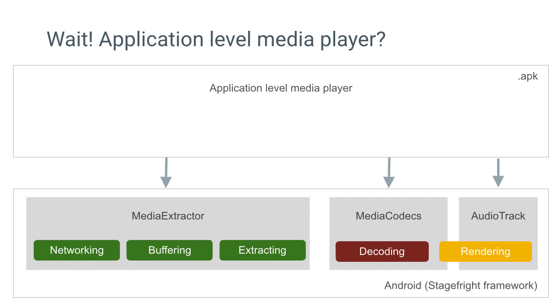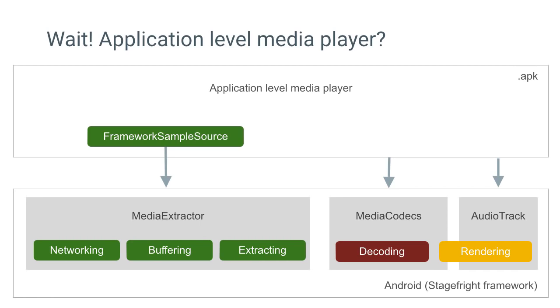We see those arrows. ExoPlayer is using the Media Extractor API, it's using the Media Codec API, and it's using the Audio Track API. All of those are public APIs available on Android. When you have a look at the gray boxes, we have this media extractor with those green boxes in it. So this is what a streaming video player has to do.